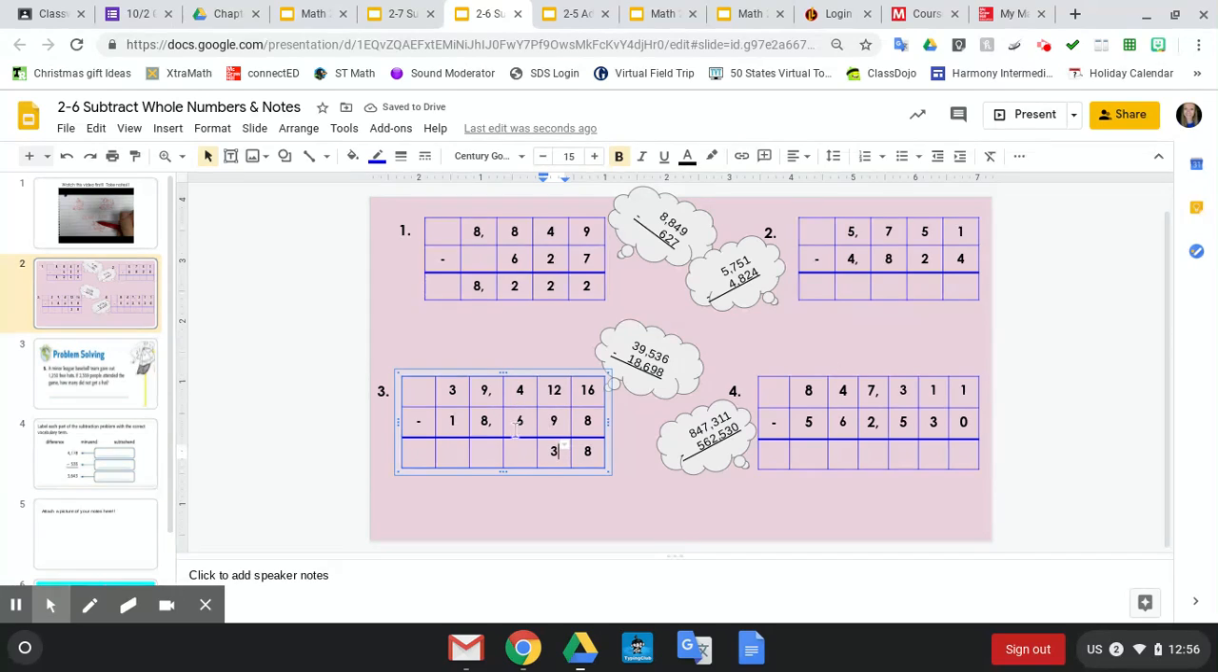Uh-oh, 4 minus 6. Again, I can't do it. Let's go next door and take one away, bring over the 10, and subtract. 14 minus 6 is 8. 8 minus 8 is 0, and 3 minus 1 is 2. Let's find out where our comma goes. 1, 2, 3, comma. Great job.